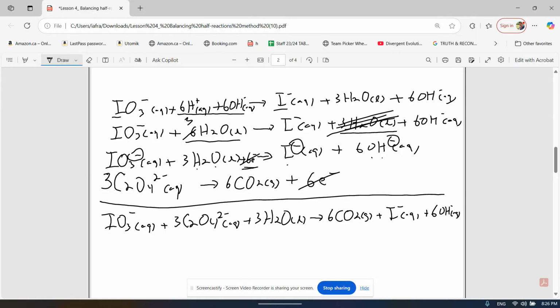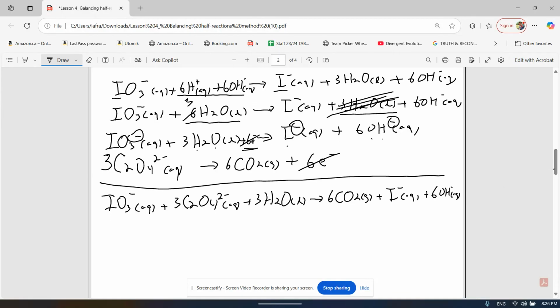So now everything is accounted for. Let's go and count our total number of atoms and our charges. So we have 1 I, 1 I. We have 3 plus 3 times 4, that's 12. So 15 O's plus 3 more O's, that's 18 O's. Here we have 6 times 2, 12 O's plus 6 O's, 18 O's as well. Here we have 3 times 2, 6 carbons. Here we have 6 carbons. And here we have 6 H's, and therefore here 6 H's. So our atoms are balanced.